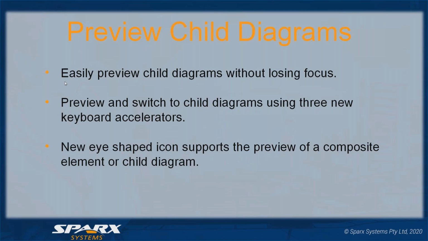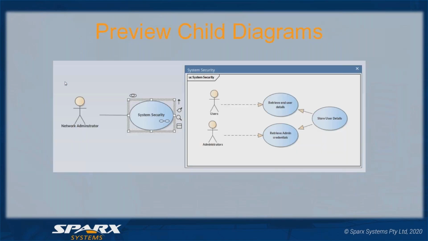So what this allows you to do is easily preview child diagrams without losing focus by clicking on an eye icon. It allows you to preview and switch to child diagrams using 3 new keyboard accelerators. And there's a new eye-shaped icon which appears above composite diagrams and navigation elements, which allows you to instantly get a preview on screen.